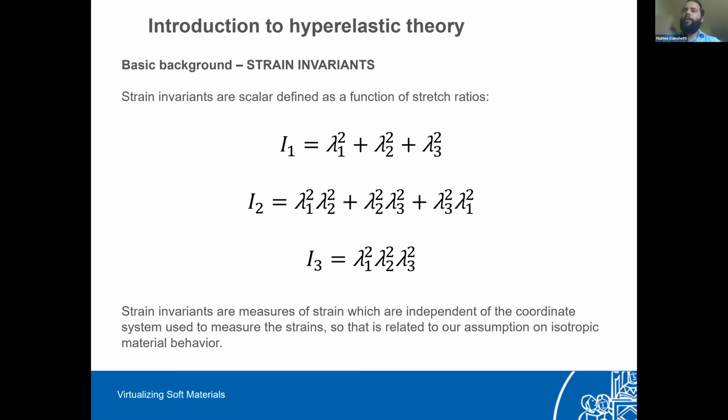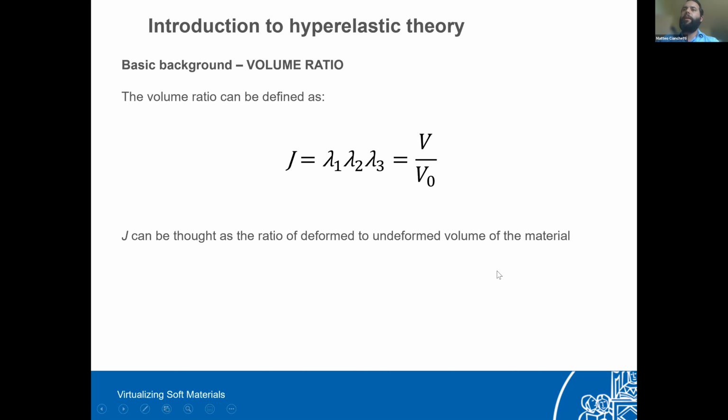Finally, we have one third way to express the deformation, which is through the strain invariants. These are combinations of stretch ratios. You can see here the definition of those. They are scalars. So these parameters are able to measure the strain independently of the coordinate system used to measure the strains itself. So this is very much related also to the assumption of isotropic material behavior. And finally, we have the volume ratio. It is again something related to deformation, and it is defined as the ratio between the current volume and the initial one. J is the way to refer to this.